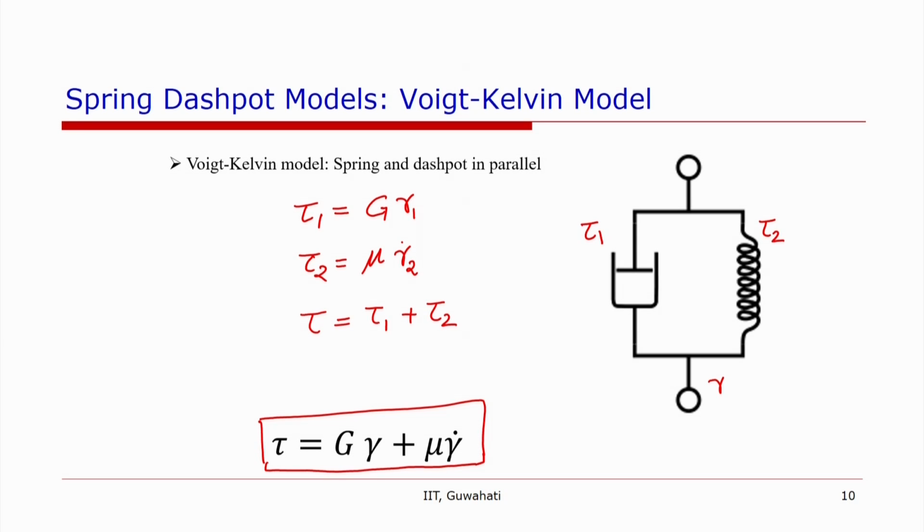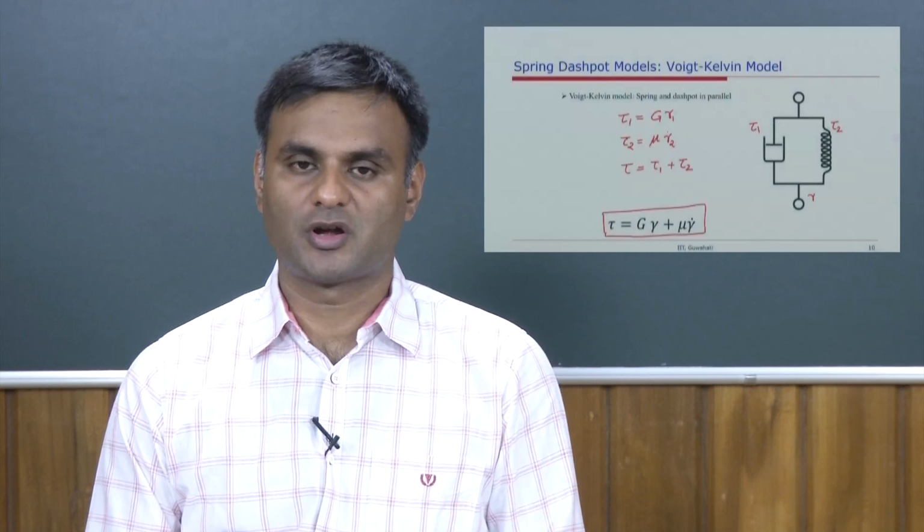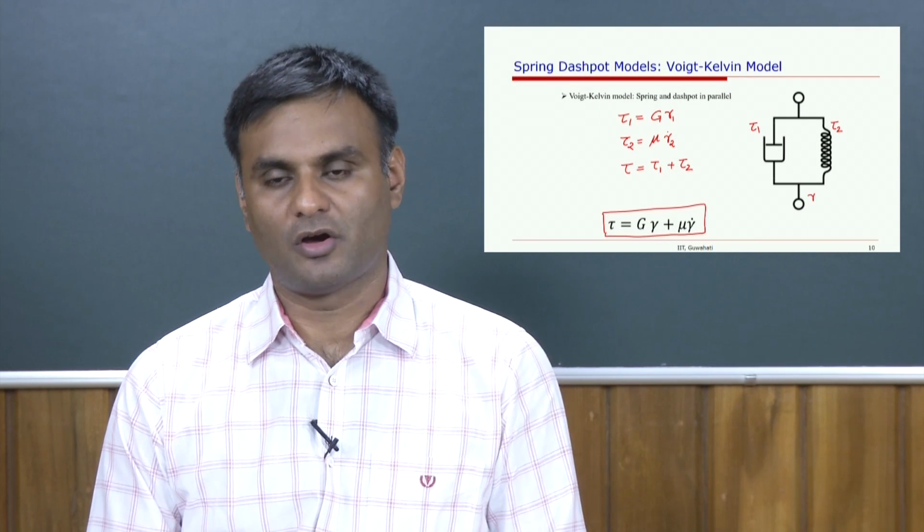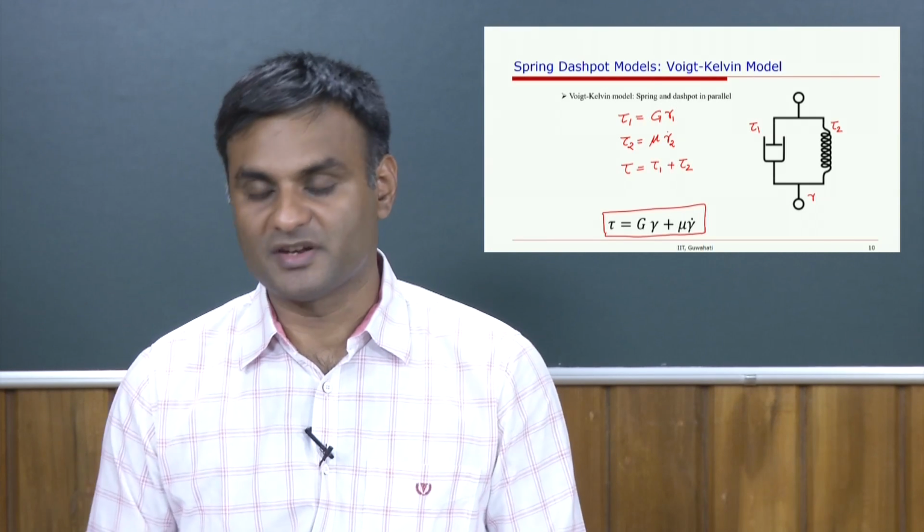So, these are the two simple models. However, people can develop a complex model which has a number of these springs and dashpots in series and parallel, or in series and parallel combinations.